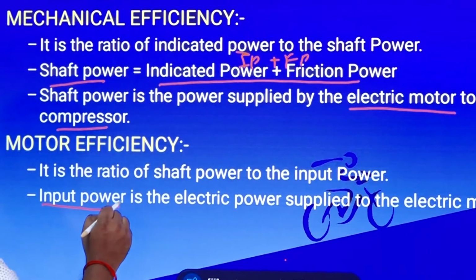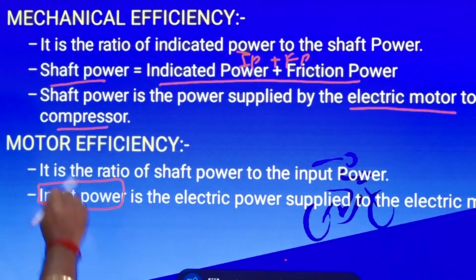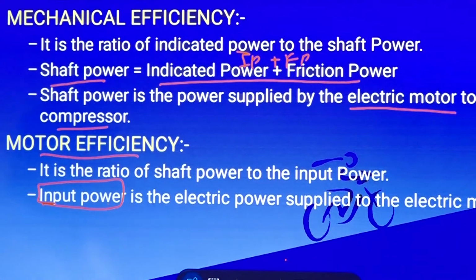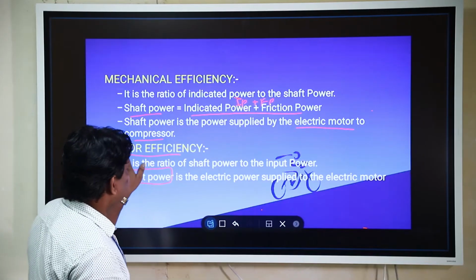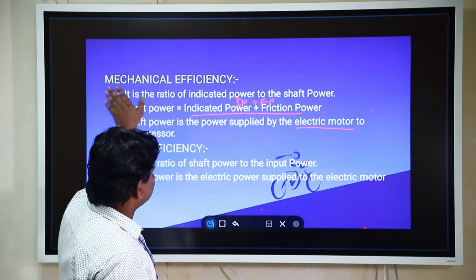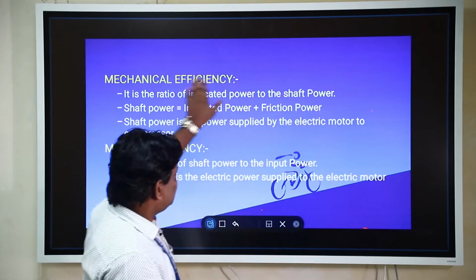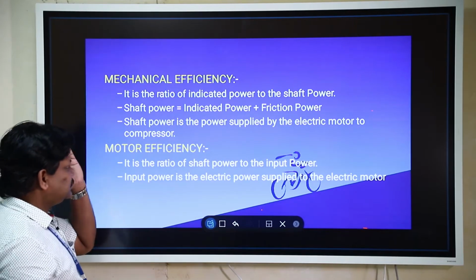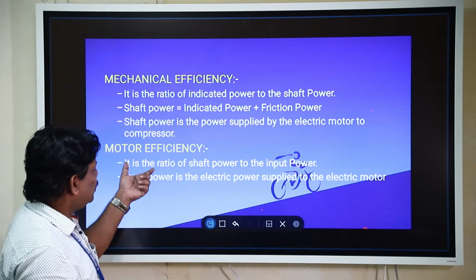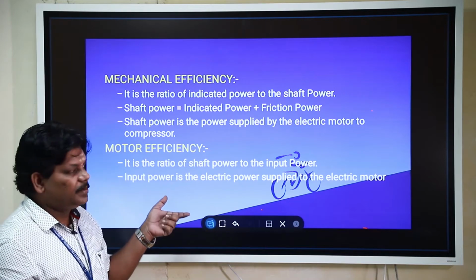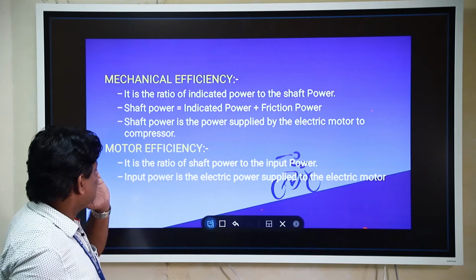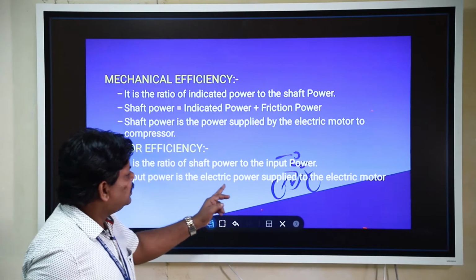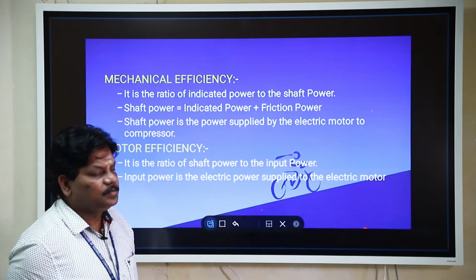So why am I saying all this? Suppose you may get a problem which is related to this motor efficiency in this reciprocating air compressor. So you have to be thorough with the formula for this motor efficiency, and how that motor efficiency is determined. It is the ratio of shaft power to the input power. Input power is the electric power that is supplied to the electric motor.